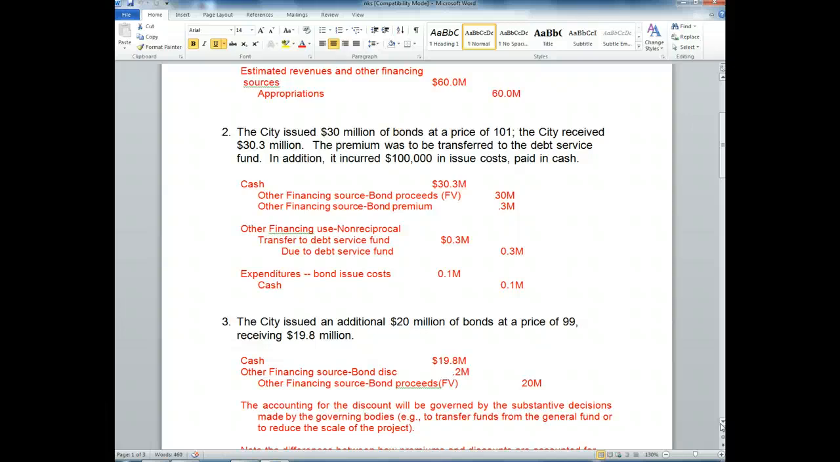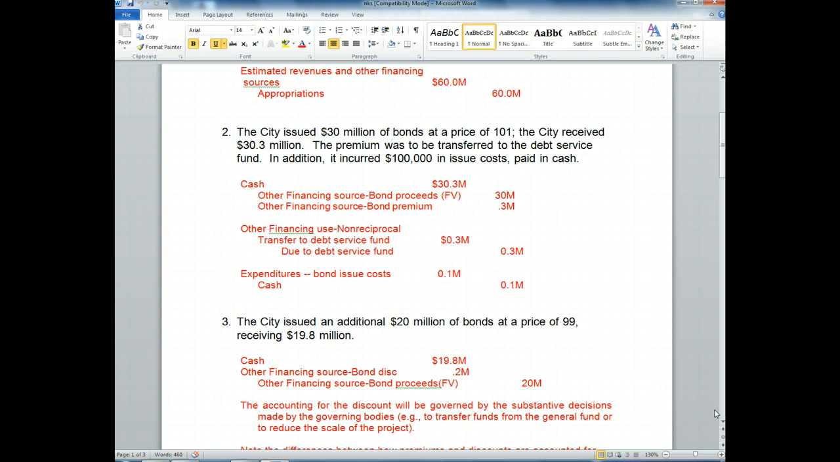Now, guys, it's so much easier than what you deal with for-profit and amortization of bonds. We're not messing with that. We're trying to get the basic understanding of the journal entries here. Since it was issued at a premium, that means we received more money than the face value on the bonds. So we're going to show our cash coming in at $30.3 million. We're going to credit other financing source, bond proceeds.